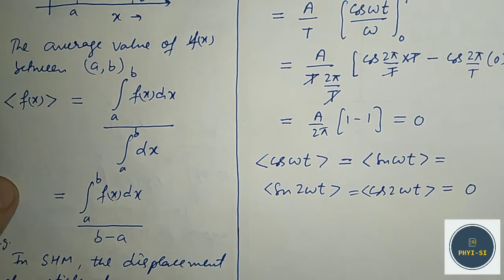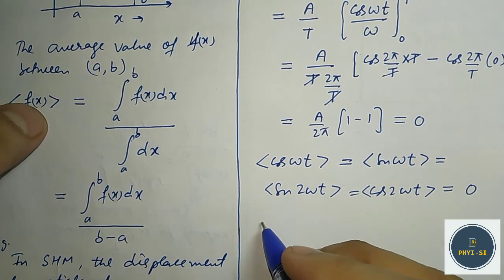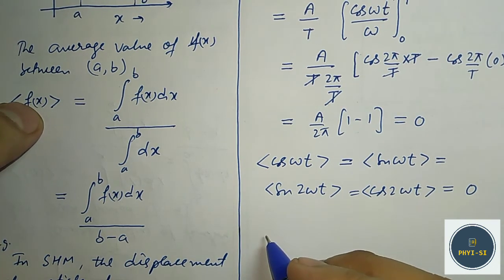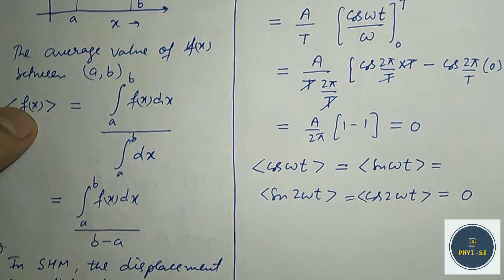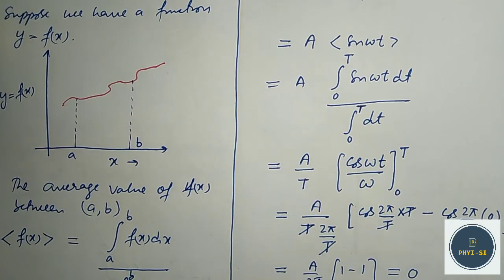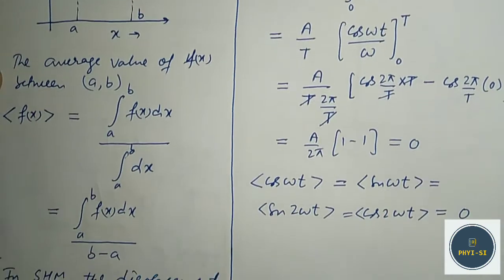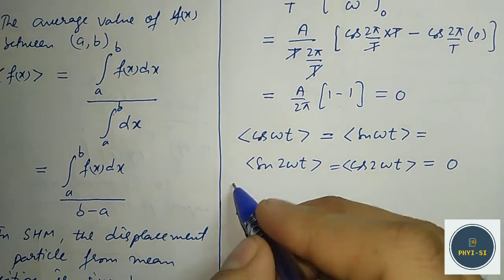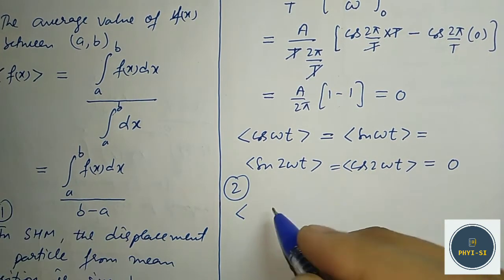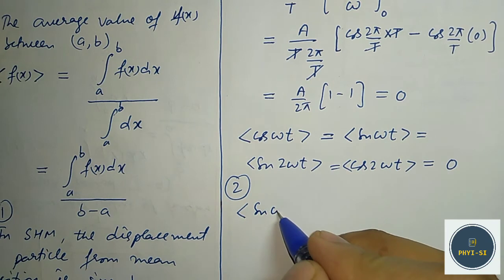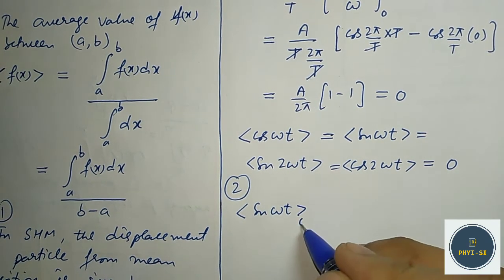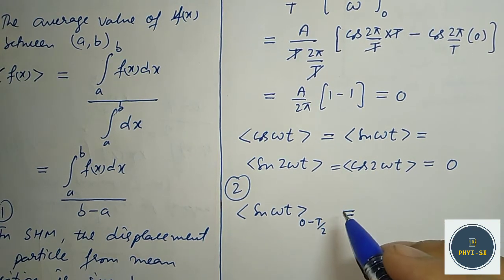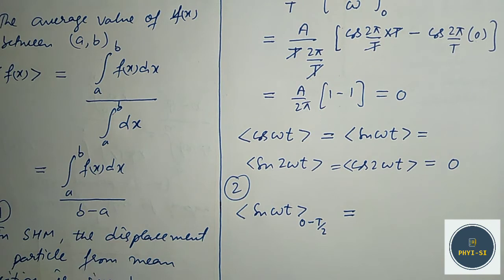Let's say we have the same question in a different limit. So let's start from here. For example, the second example; this was the first example. The second example is sine omega t with limit 0 to T by 2. Let's start it. Here I am just considering sine omega t.